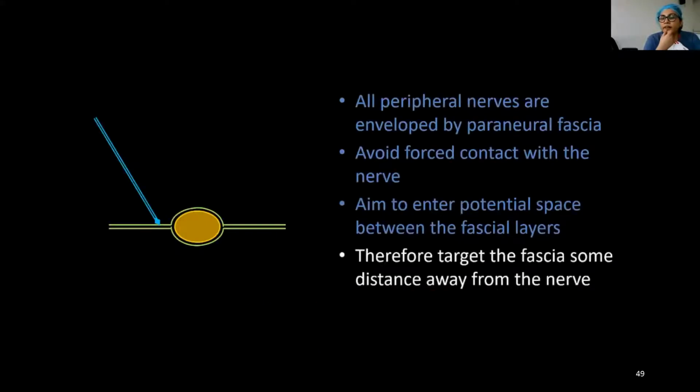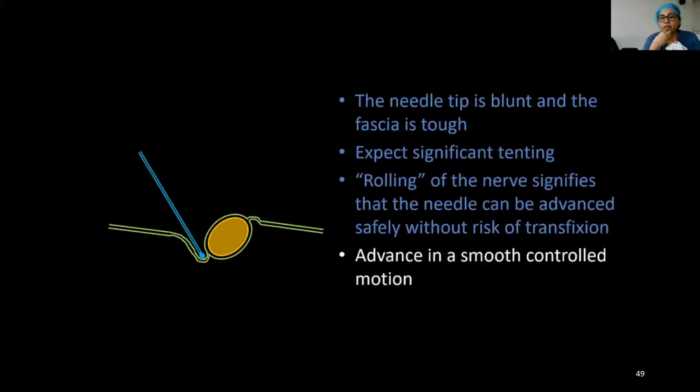All the nerves are enveloped by a paraneural sheath, so we have to avoid forced contact with the nerves. Our aim will always be to enter the space between the fascial layers, and therefore we have to target the fascia a little bit away from the nerve. As the needle tip is blunt and the fascia is tough, we will get significant tenting over it. Along with that, we'll see the rolling of the nerve, which will make us sure that we are not hurting the nerve, not causing the nerve any injury.